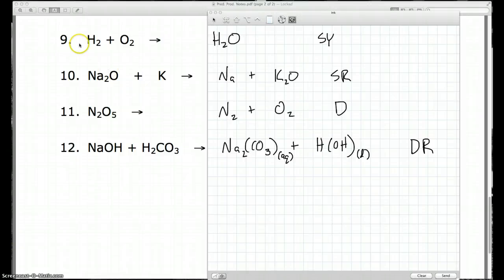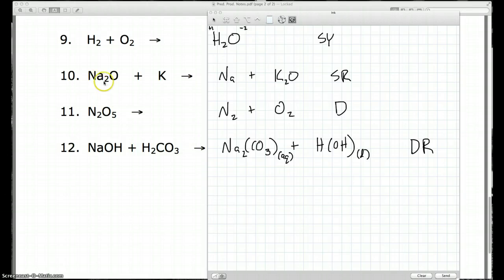The first one, we have two single things, two elements, and I know that's synthesis when you start with two simple things, and what you do is you put those two simple things together. And hydrogen and oxygen, I know hydrogen is a +1, oxygen is a -2, so when I do the switch trick, the 2 goes there, the 1 goes there, I end up with H2O.